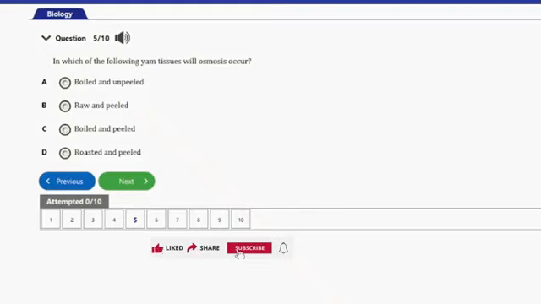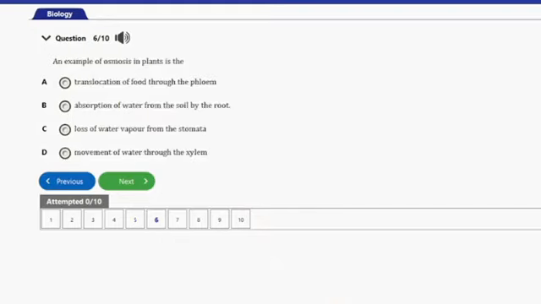Let's go ahead and consider the next question. That's question number 6. It says, an example of osmosis in plants is the A.